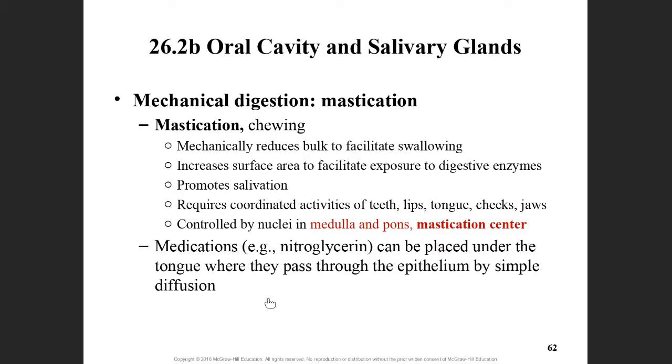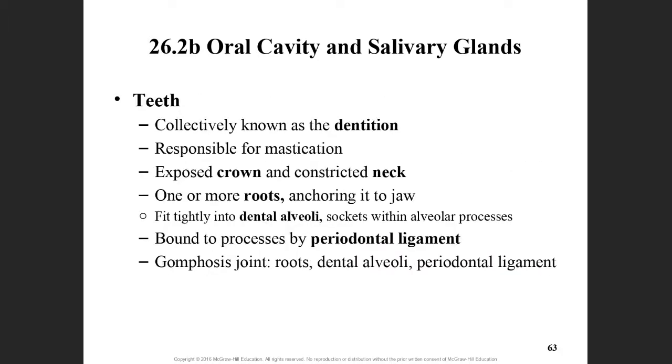Some medications like nitroglycerin can be placed under the tongue where they pass through the epithelium by simple diffusion. We don't need to chew them. And easily it can be absorbed into our bloodstream.